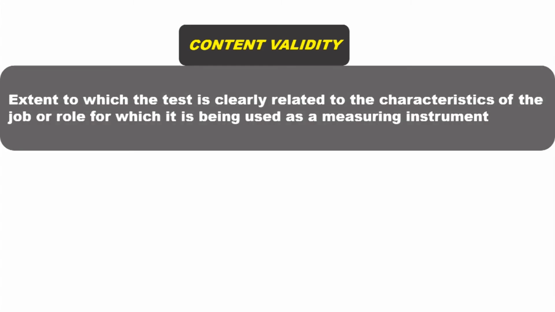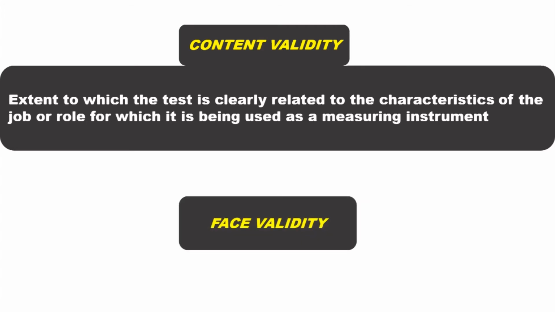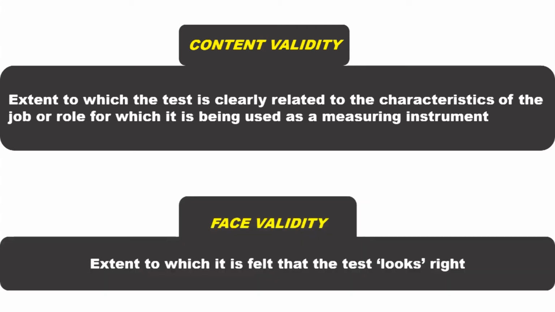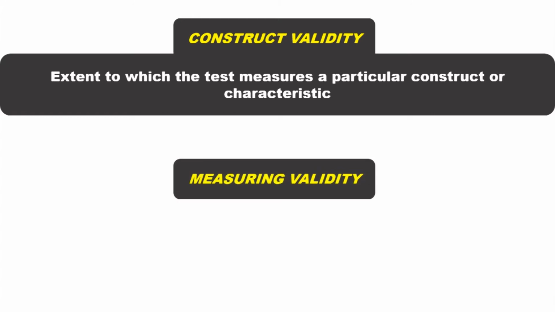Third, content validity. This is the extent to which the test is clearly related to the characteristics of the job or role for which it is being used as a measuring instrument. Fourth, face validity. This is the extent to which it is felt that the test looks right, that is, it is measuring what it is supposed to measure. And fifth, construct validity. The extent to which the test measures a particular construct or characteristic.